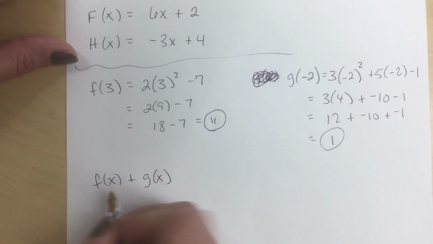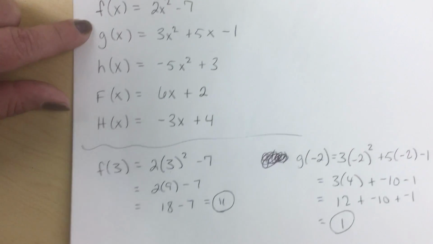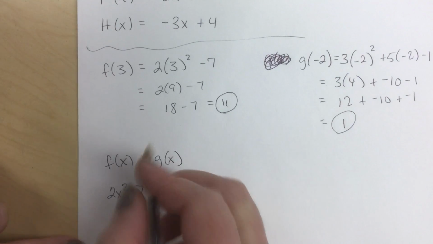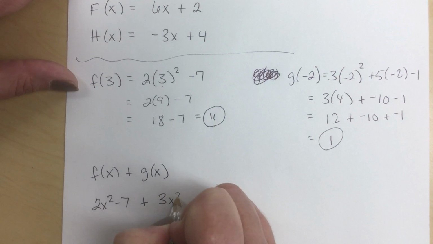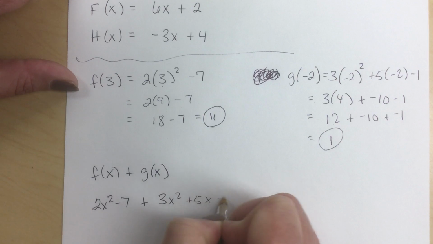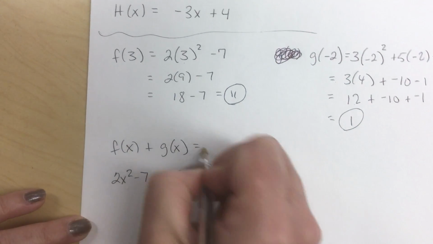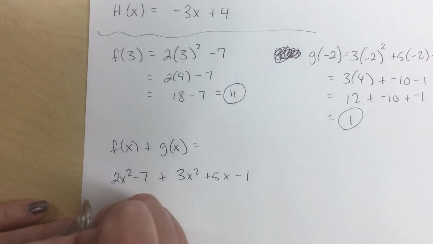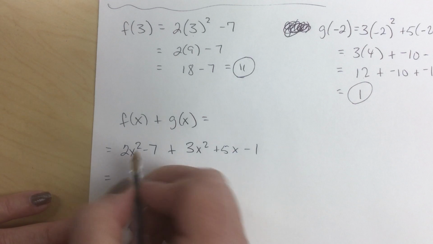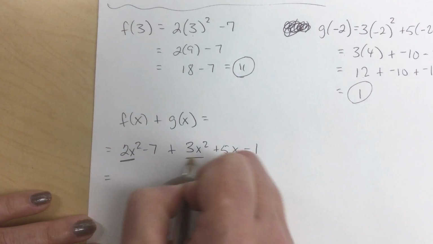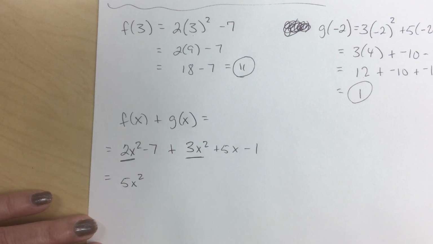So f of x is 2x squared minus 7. I just copy down what f of x is. Plus g of x, and g of x is 3x squared plus 5x minus 1. So f of x plus g of x is this. Now I'm going to combine like terms. So I'm going to take my 2x squared with my 3x squared and make that 5x squared.